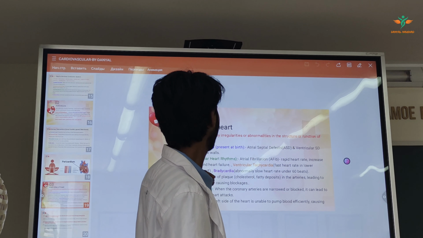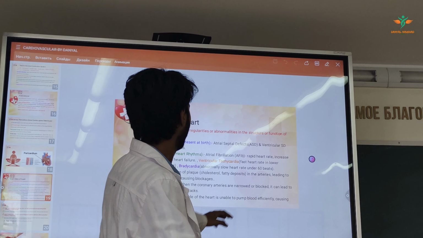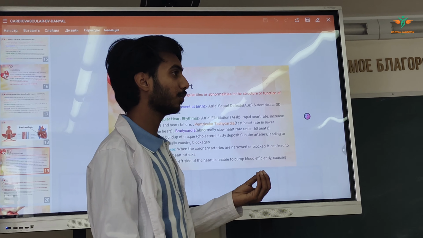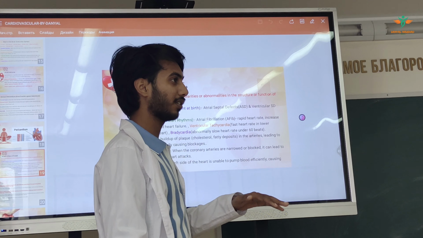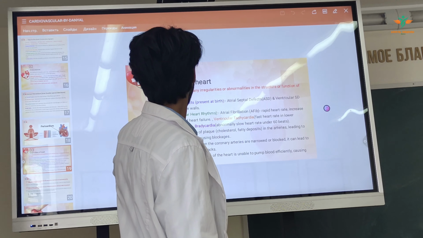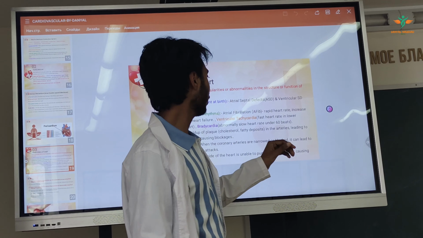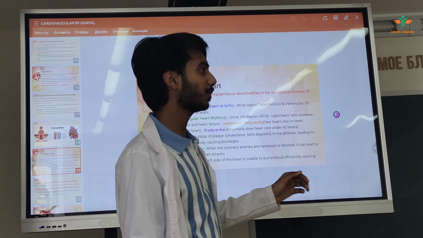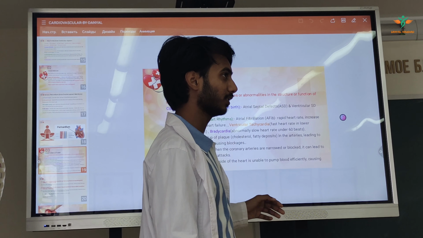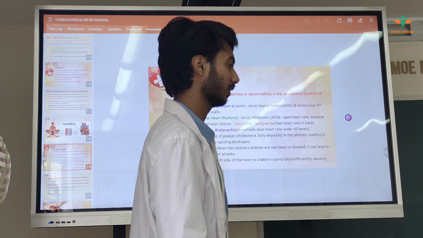Atherosclerosis: there is cholesterol and fat deposit in the arteries, leading to narrowing and causing blockage of the arteries. And there is coronary artery disease. When the coronary arteries are narrowed or blocked, it can lead to chest pain and heart attack. The coronary arteries are supplied by the aorta directly to the heart.